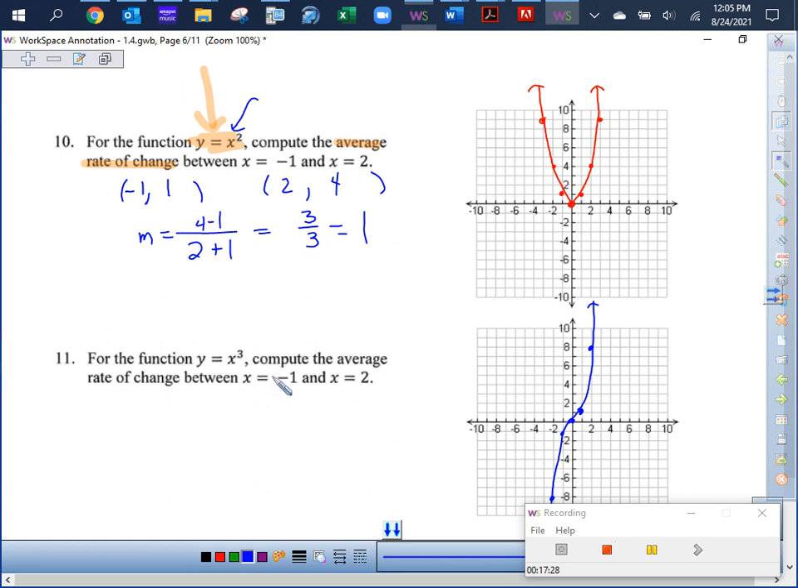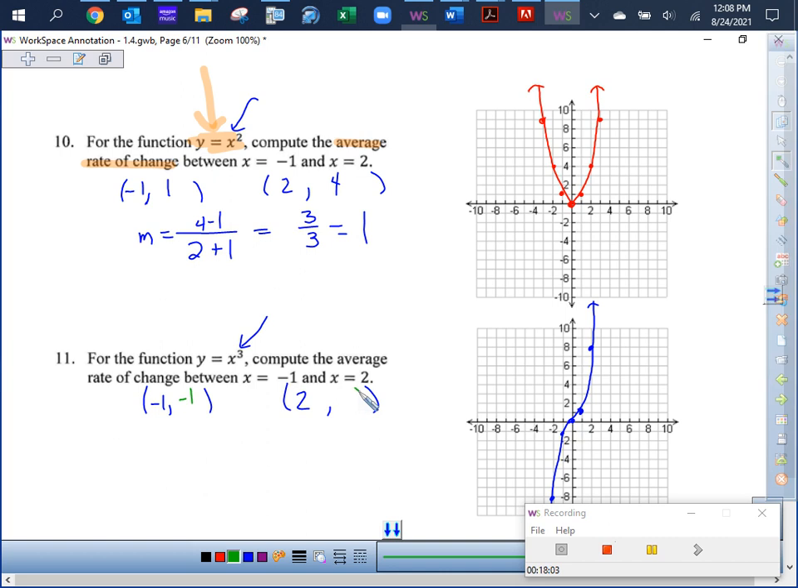So let's see if you can do that again down here. This is y equals x cubed. Make yourself up the 2 ordered pairs. You know your x's, right? Just got to figure out what your y's are. If you need to use your calculator to cube something, do it. Figure out what those y values are supposed to be. So -1 cubed is -1, right? And 2 cubed is 8.